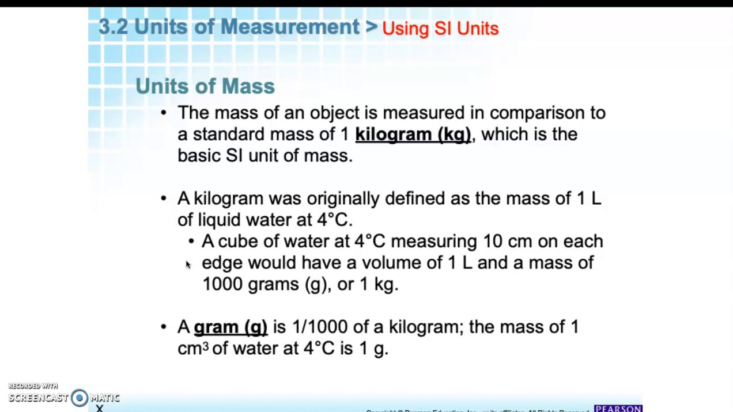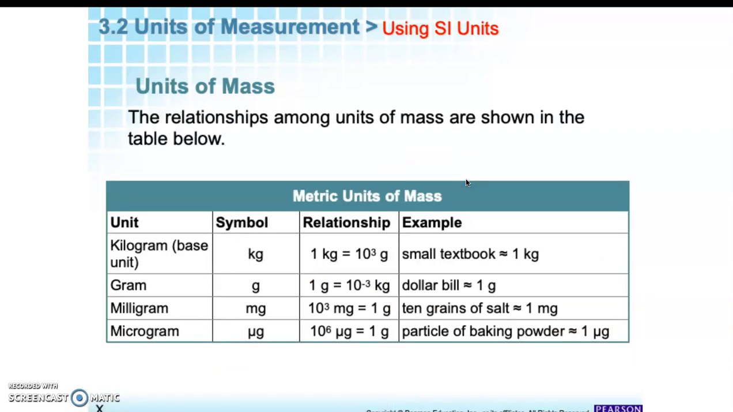Obviously the kilogram is defined as 1,000 grams, a 10 centimeter by 10 centimeter by 10 centimeter cube of water, having a volume of 1 liter. But that's how it was derived. Kilograms and grams are the two big mass units that we use, but there also are milligrams and micrograms that will come up sometimes during things that we talk about in class.